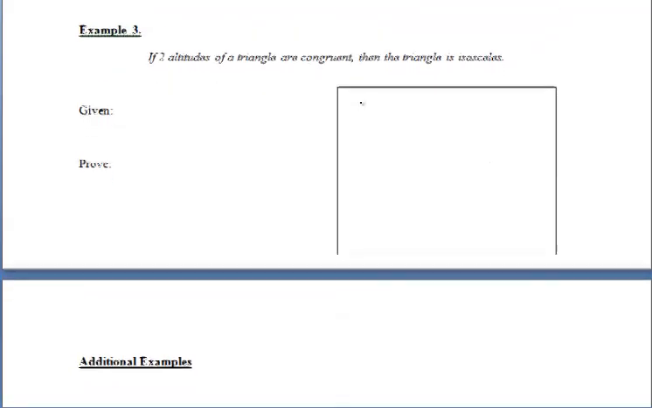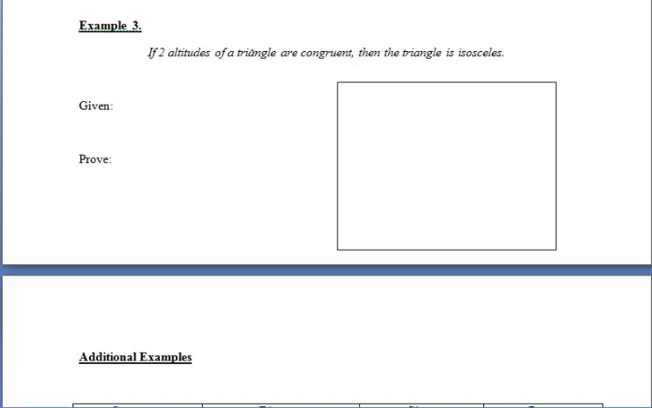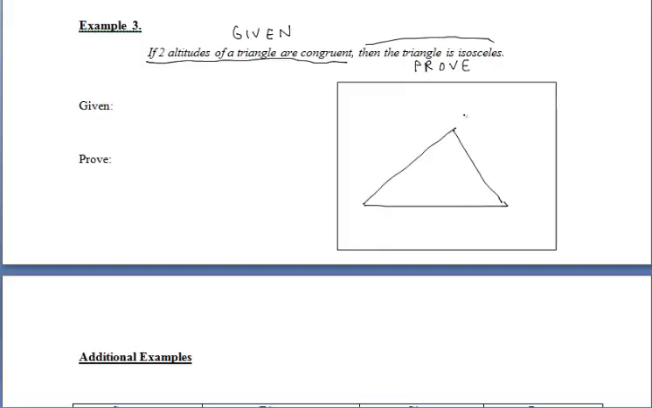Moving on to example 3, it says, if two altitudes of a triangle are congruent, then the triangle is isosceles. This is kind of nice because it's written as an if-then statement. So it's clear to see that what comes after our if is our given information, and what comes after our then is what we want to prove. Once again, we have a triangle that we're working with, so I'm drawing a triangle. And I'm going to label this triangle this time GHI. Once again, you could choose whichever letters you'd like.